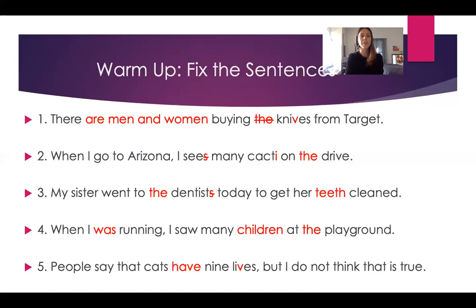Last one. People say that cats have, right? Because cats is plural, so we have to make sure that our verb is representative of that. Cats have 9 lives. We don't say lifes, we say lives, but I do not think that's true. This is the pluralization. Life turns into lives. How did you guys do? Hopefully you did really well. If not, this is what the unit's on, so we're going to work through it.